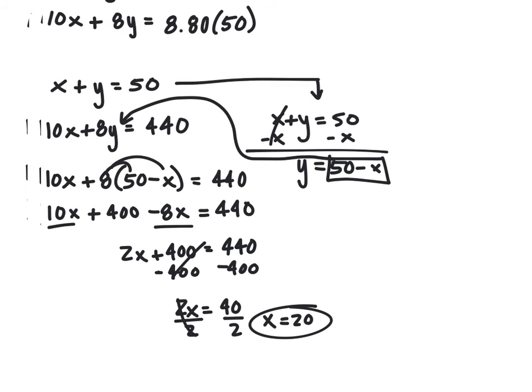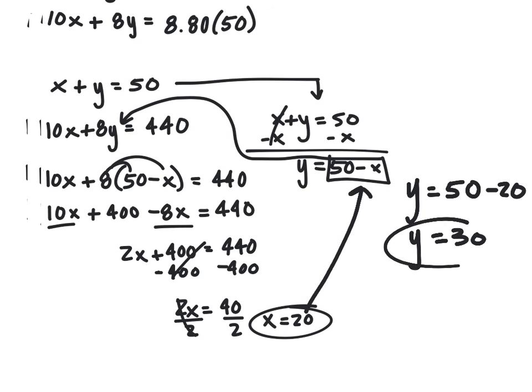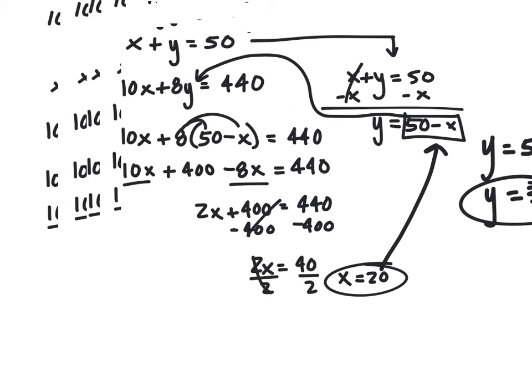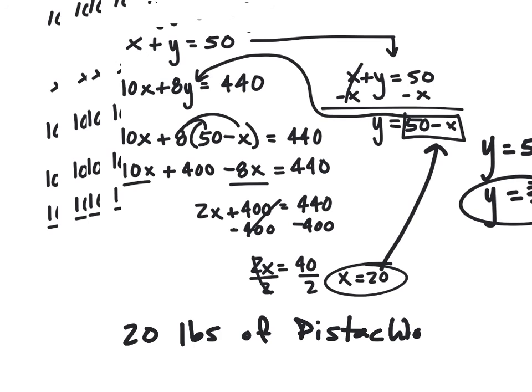And then from there, I'm going to plug this into the equation here for y, and we get y is equal to 50 minus 20. So y is going to be equal to 30. All right, so to answer our question, we will have 20 pounds of pistachios and 30 pounds of almonds.